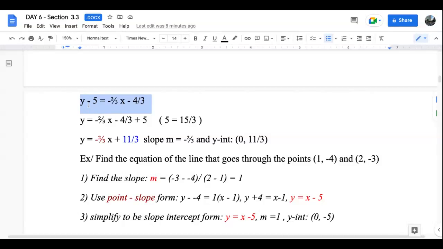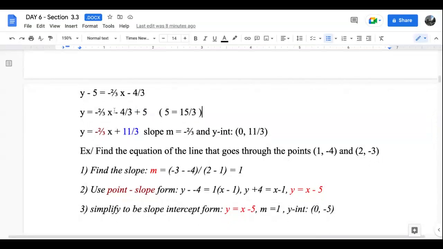So we want to rewrite this. First, we want to move -5 to the right-hand side. When we move -5 to the right-hand side, it becomes plus. Right? You can always move terms from one side to the other side. The only thing that changes is the sign. Negative becomes positive, positive becomes negative. Then we just need to combine those two constants, right? -4 over 3 plus 5.